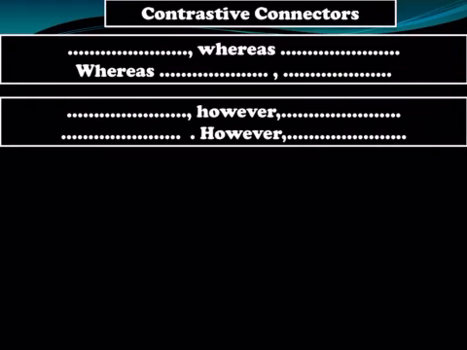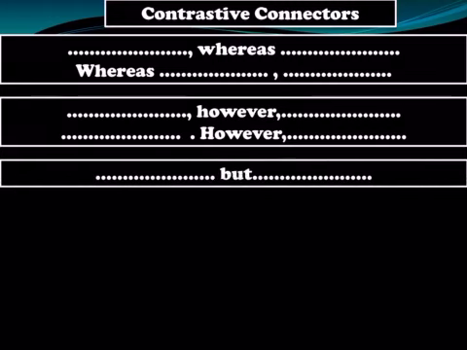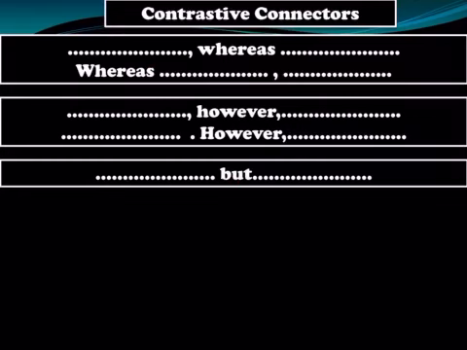However is used in the middle. We use a clause or a full sentence, comma, or full stop. And then we have a comma after however, and then I have a clause or a sentence. But is used in the middle only. We use a clause, but, clause. Clause is a full sentence.